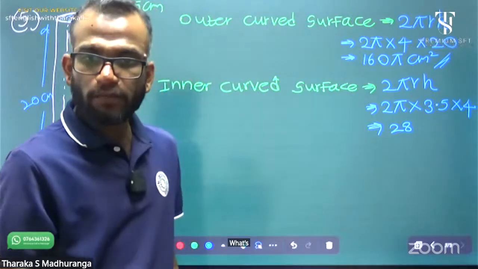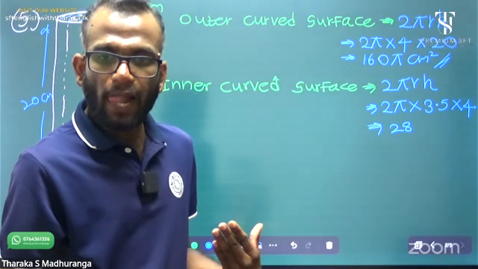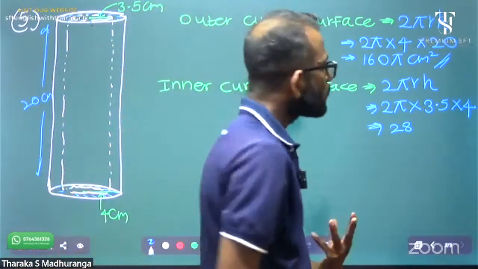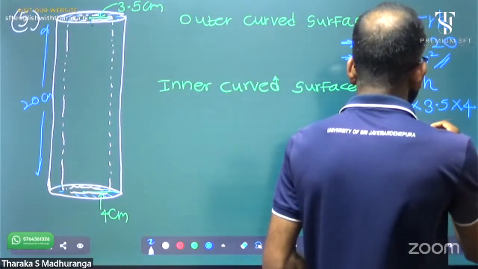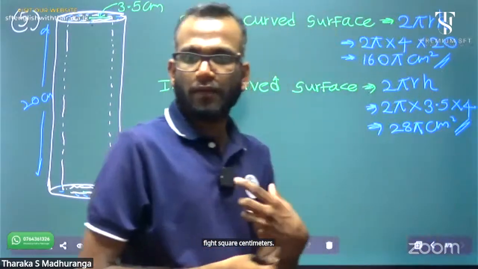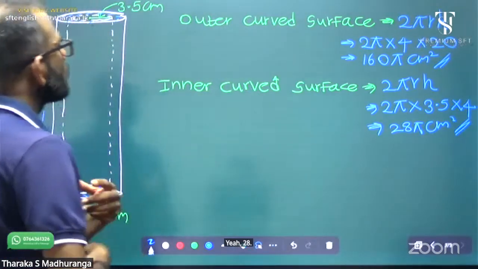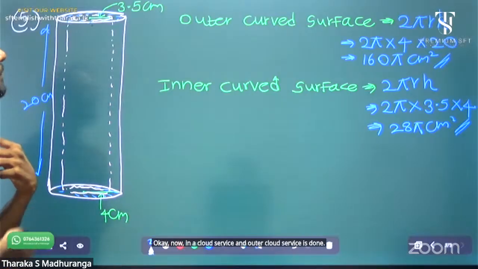What's the meaning of 140 mean final answer? 28π square centimeter. Okay, now inner curved surface and outer curved surface are done.